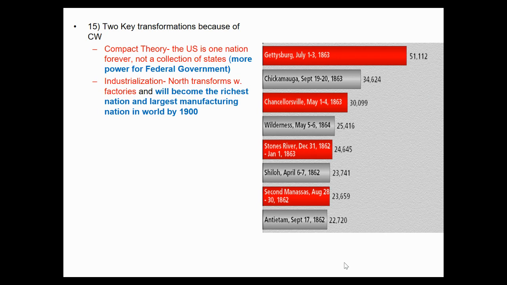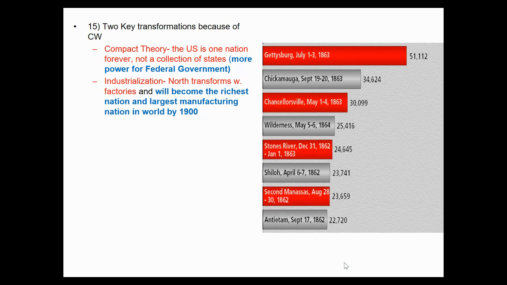The compact theory now says no. Our nation's called the United States of America. We are one nation forever, not a collection of states. It's like your family. Once you're a member of a family, no matter if you like them or hate them or whoever it is, you're still family no matter what happens, okay? And because of this, it gives more power to the federal government.